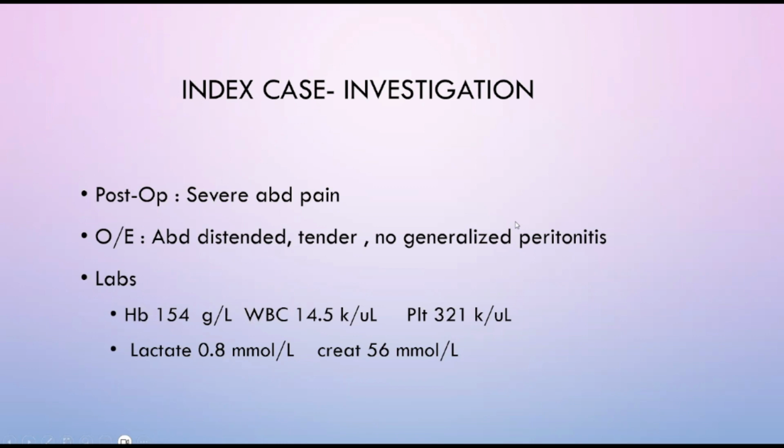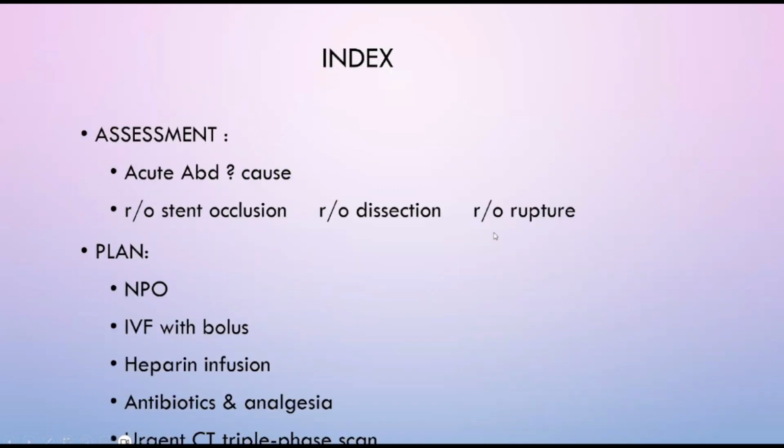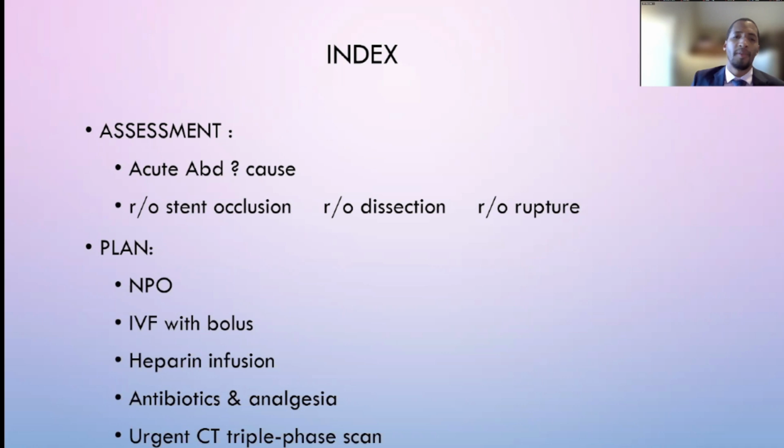We were happy, but hours later, she began to complain of severe abdominal pain. Her abdomen became distended and tender. She wasn't quite peritonitic, but definitely we were all worried. She had a mild leukocytosis at the time, but her other labs were essentially normal. So the assessment was an acute abdomen, but what was the cause?